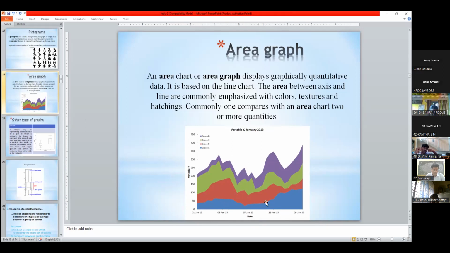some specific variable is being described through a picture, but each one comes through a color. This is the area covered by group A, this is group B, group C, and group D. So each area has a specific meaning, and you can compare each area's coverage with the other coverage. So that's where an area graph can be useful.